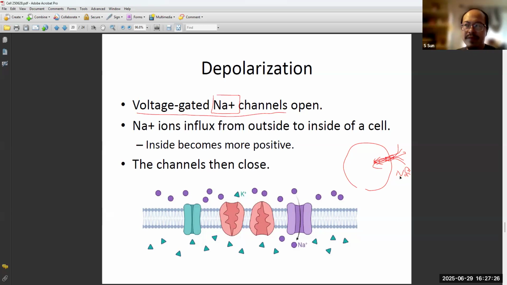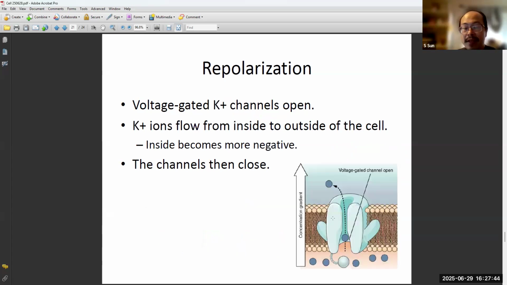And then this channel closes very quickly, when the membrane potential reaches about 0 or a little bit positive. Then the potassium channel opens, right here. So in a cell, you have the voltage gated potassium channel right here. This is again facilitated diffusion. So this allows potassium to go through.